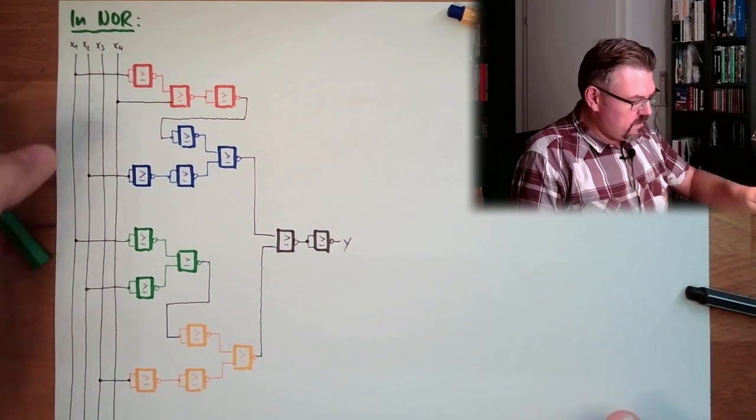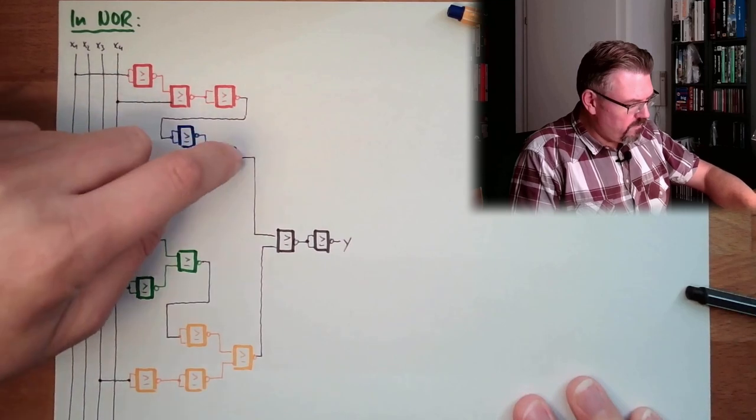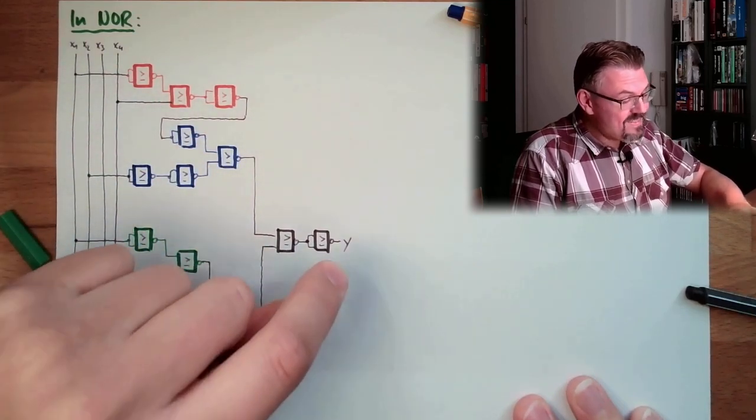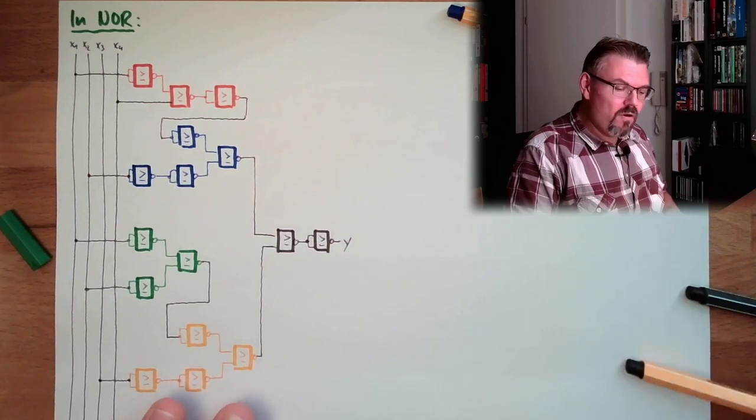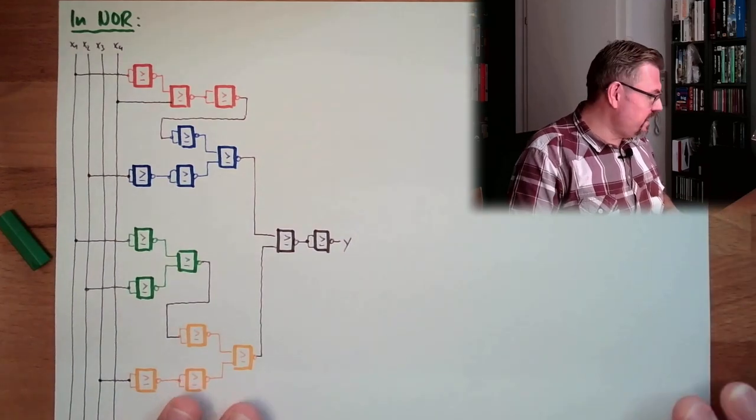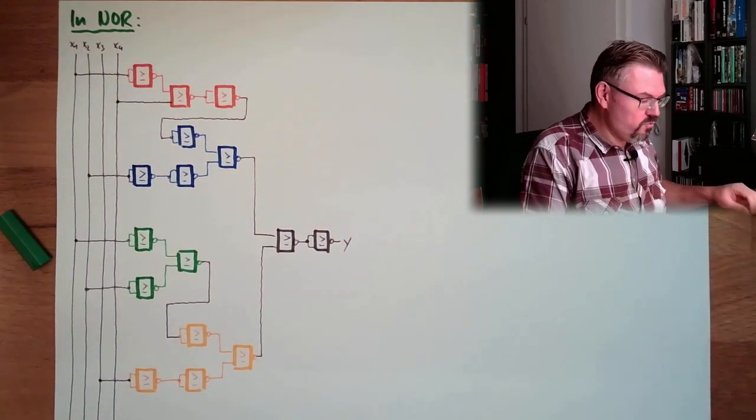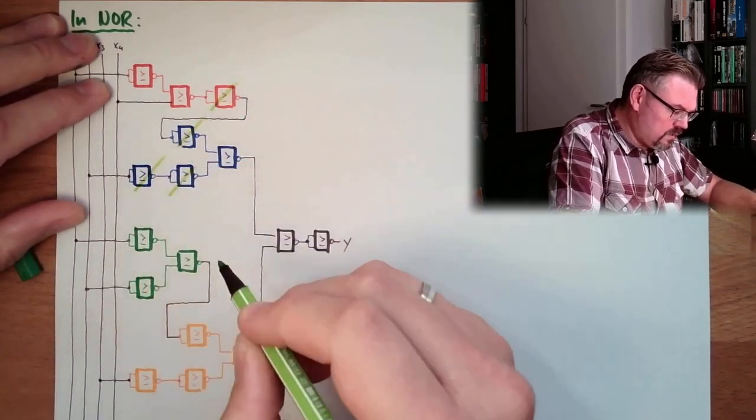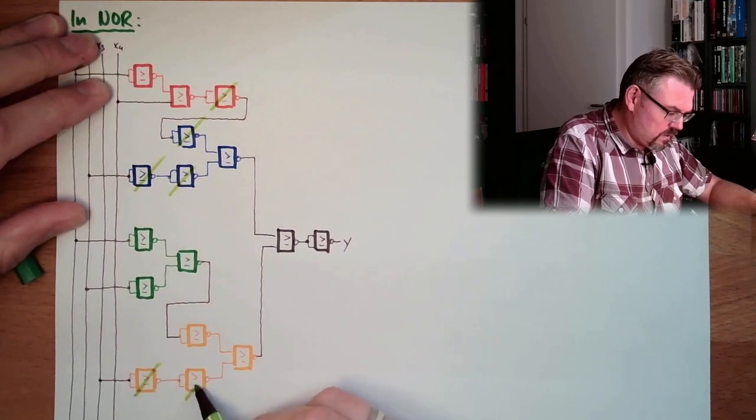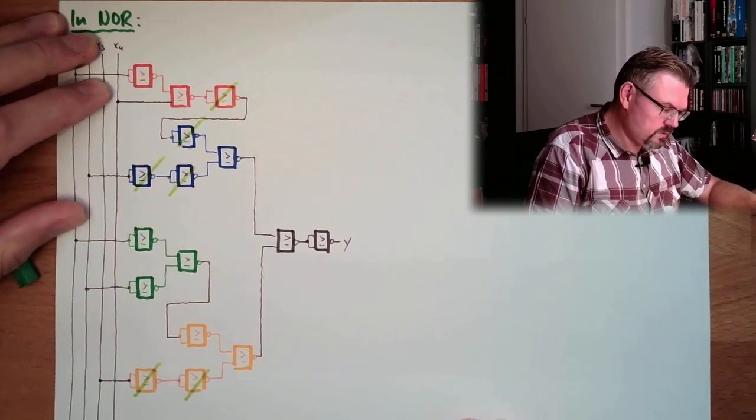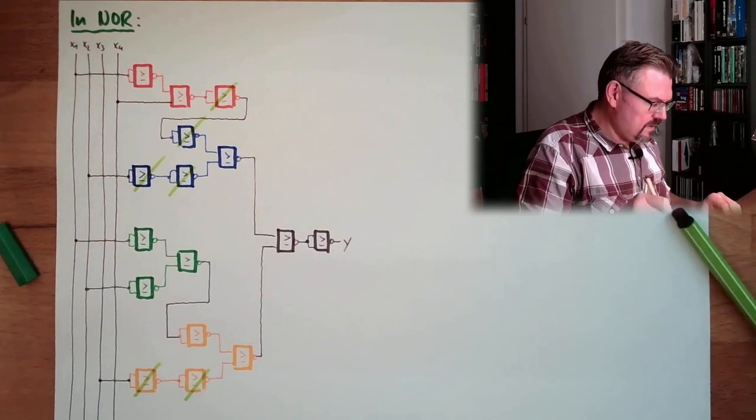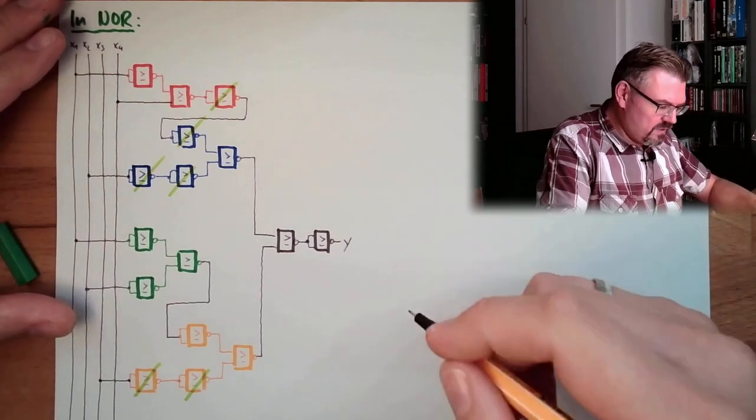Right? Here we have 1, 2, 3, 4, 5, 6, 7, 8, 9, 10, 11, 12, 13, 14, 15, 16 elements. Now let's see how many of those elements we can get rid of because it's two in a row here. 1, 2, double NOT, double NOT. Ooh, that's already it. Okay, let's see how this looks now.